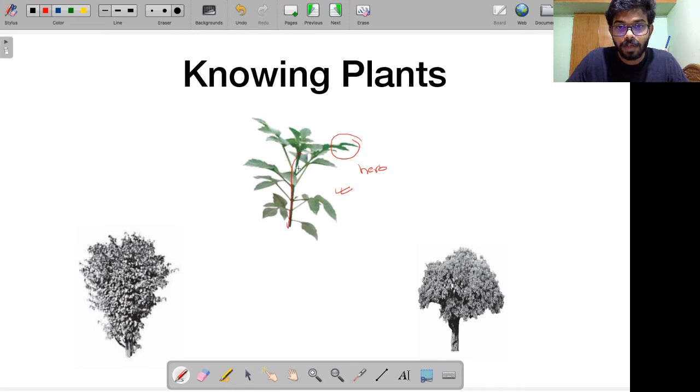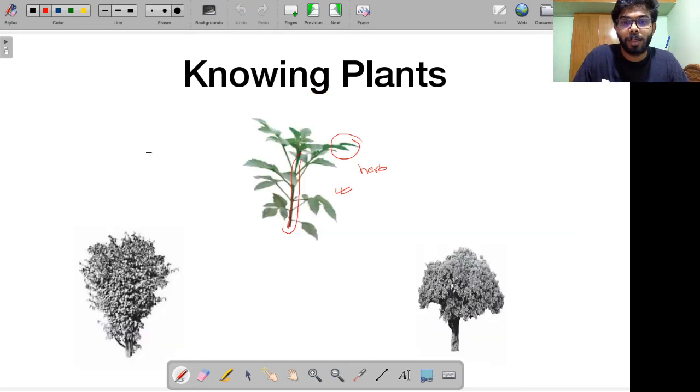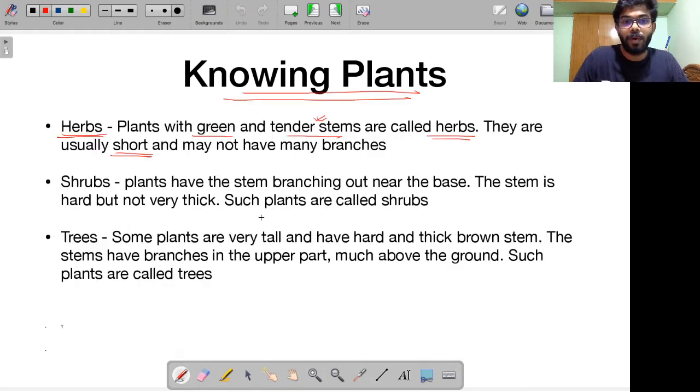This is the stem, right? This stem is not only green in color, okay, it is also very weak, right? It is very tender. You can easily mold it and you can easily break it also. Okay, they are usually short. So as you can see, this is very short. Okay, and they may not have many branches. Okay, this is how you find a herb.